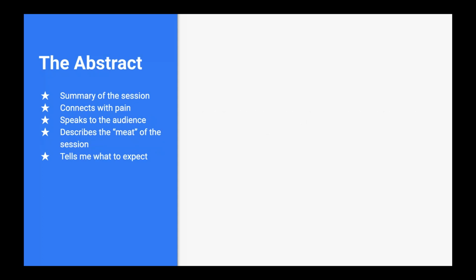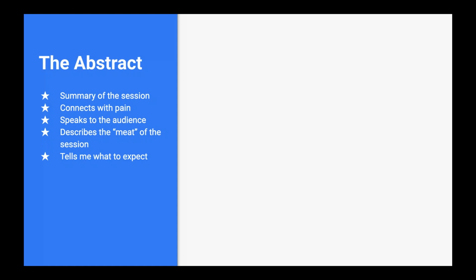Now let's get more detailed. Let's talk about the abstract. The abstract is your session summary. And this is where you actually connect with the pain. Somewhere in there, you need to connect with my pain. You need to connect with pain that graduate enrollment managers have working in this field and dealing with their day-to-day. I've got to understand the why.